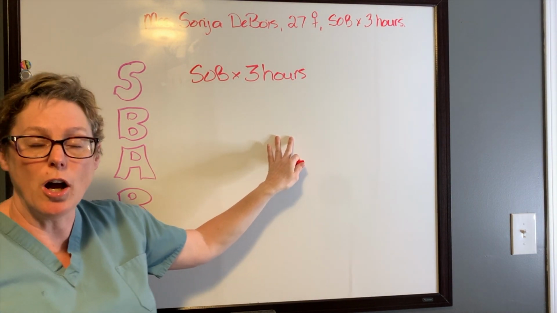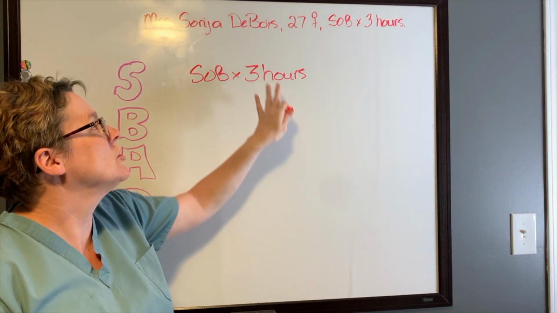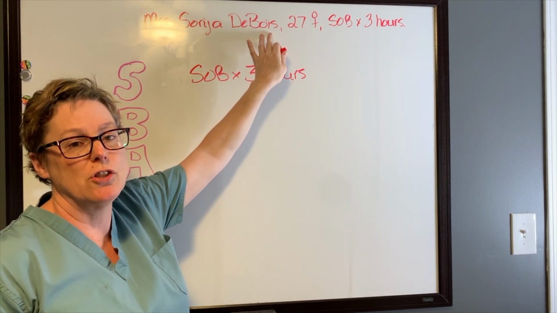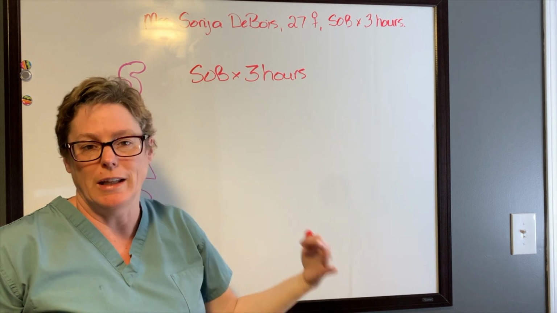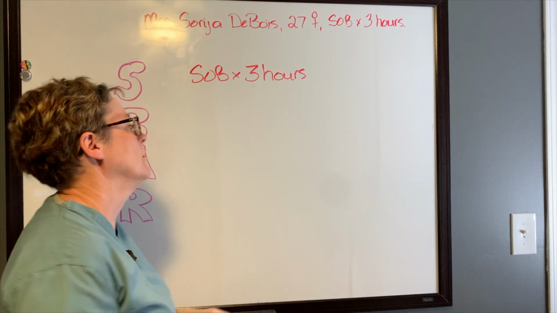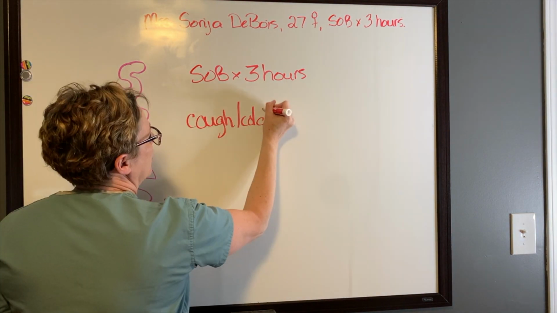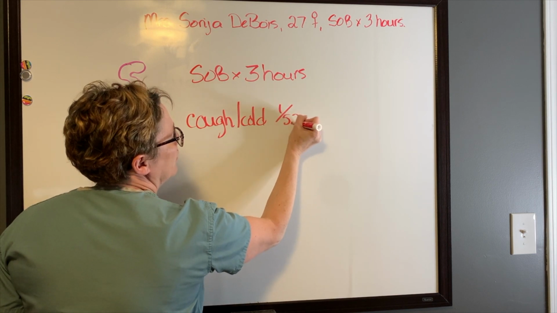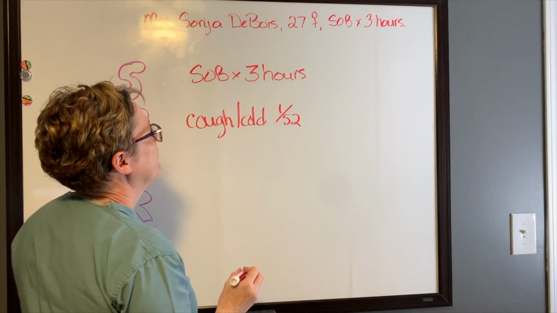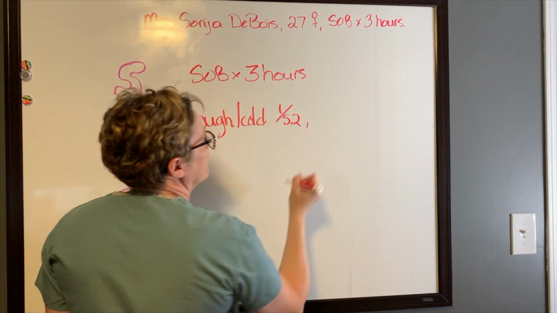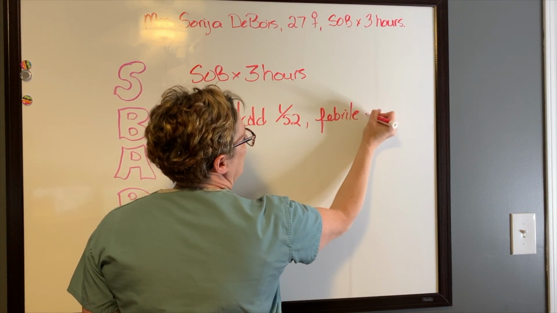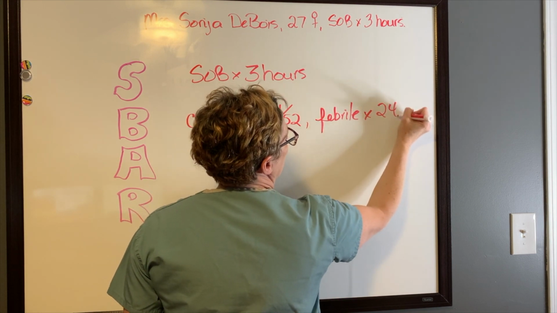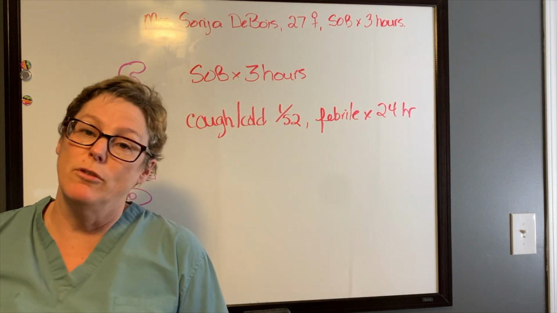Background, as we talk with her, we find that she initially came in because she had a cold that was unresolving for the last week, and that was her big concern. So background is cough and cold over 1 week. 1 over 52 is 1 week. And that she has been febrile times 24 hours.